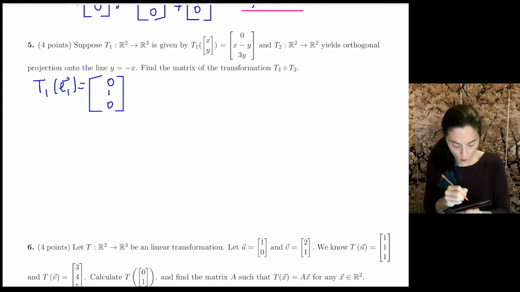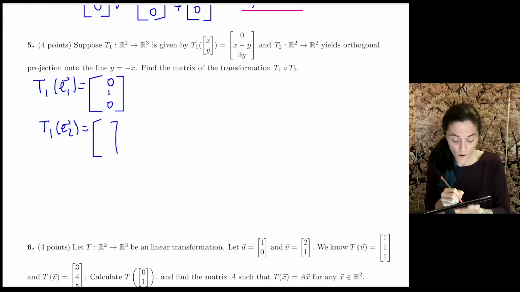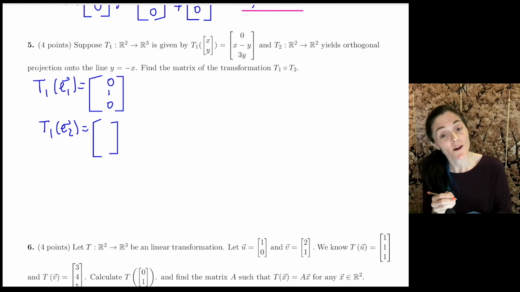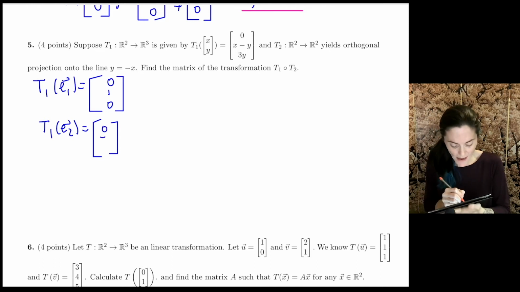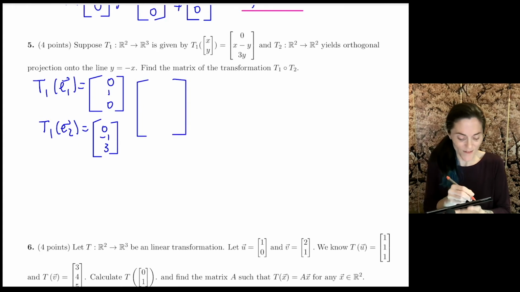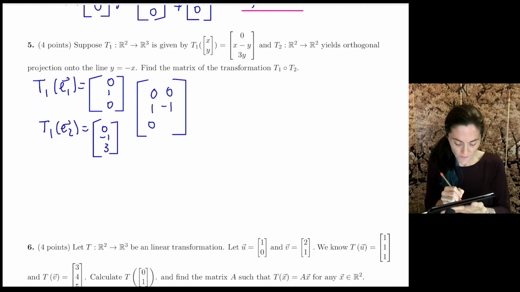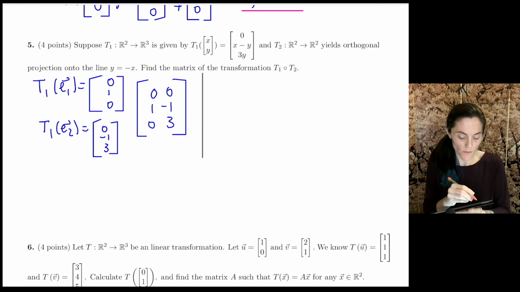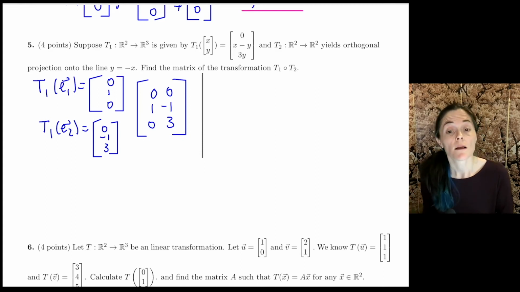And T1 of E2, well, here the X is 0 and the Y is 1. We get 0, minus 1, 3. And so the matrix for T1, well, you put T of E1 as the first column, T of E2 as the second column. We get this. This is for T1. Now over here, let's do the matrix for T2.